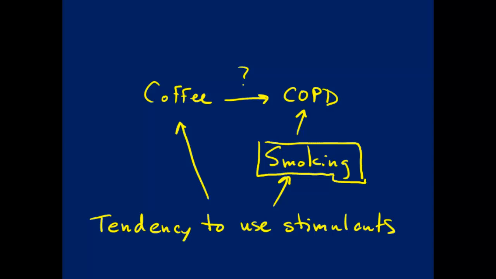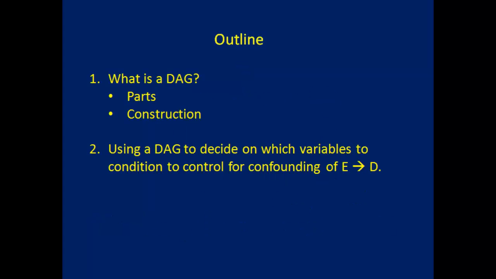But we didn't talk about, in general, how you use the DAG to decide which variables you need to condition in order to remove or at least minimize the confounding between your exposure variable and your outcome variable. So that's what we want to do here. The outline is that we're going to start by first looking at the anatomy of a DAG, its parts and how it's constructed. And then we're going to go into the theory of how you use a DAG to decide on which variables you need to condition to control for confounding in the exposure to outcome association.